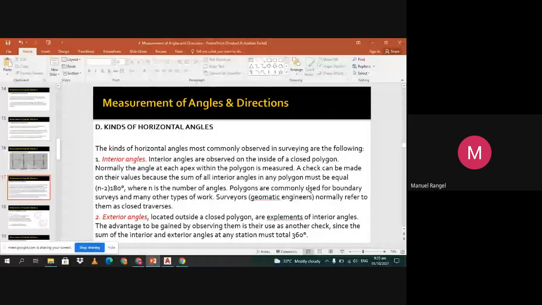A check can be made on their values because the sum of all interior angles in any polygon must be equal to n minus 2 multiplied by 180 degrees, where n is the number of angles or sides. So, in a polygon, if there are many sides, there are also that many angles, right? Polygons are commonly used for boundary surveys and many other types of work. Surveyors and geomatics engineers normally refer to them as closed traverse.